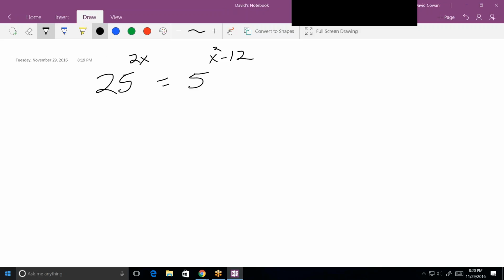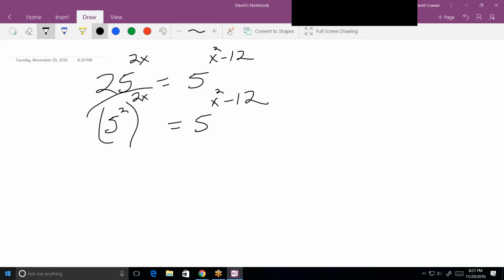What do 5 and 25 have in common? 5 is a multiple of 25. 5 is an exponential base of 25. Meaning I can express 25 as 5 to some power. That would be 5 squared. Oh, okay. In other words, that's the way I'm going to write 25, okay? That's why I put parentheses around it. The parentheses are needed. And that's equal to 5 to the x squared minus 12.